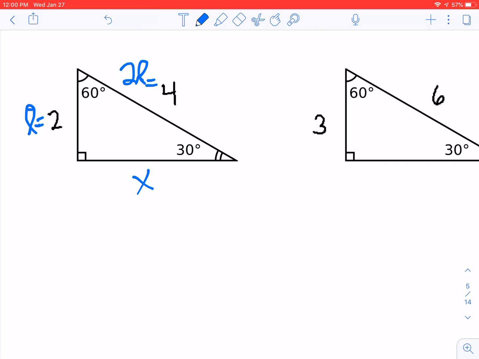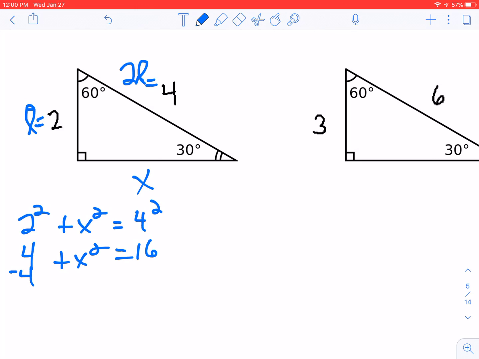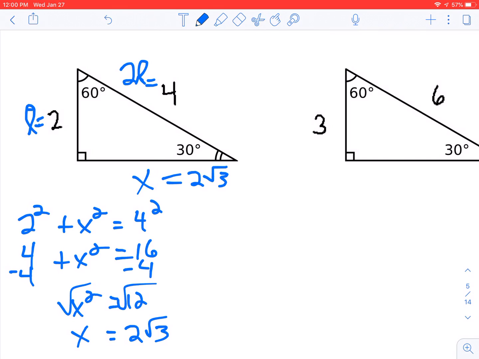So Pythagorean theorem. 2 squared plus X squared equals 4 squared. 4 plus X squared equals 16. Minus 4, minus 4. X squared equals 12. Take the square root of both sides. And what you're going to find is X equals 2 root 3.